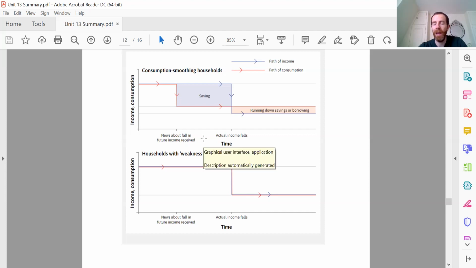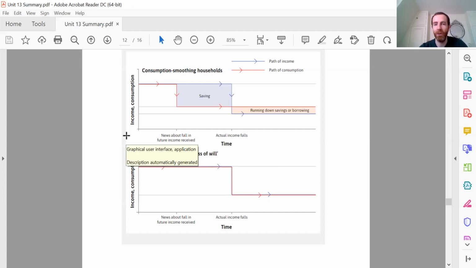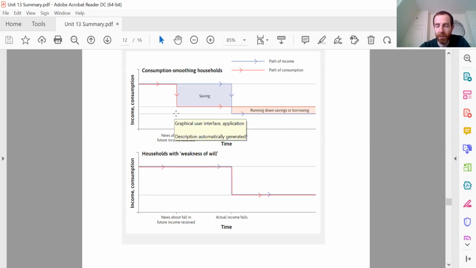So what does the household with strength of will, not weakness of will, do? Well, when they get this news, because they want to smooth their consumption, they prepare for the fall in income. So between the news and the actual fall in income, they reduce their level of consumption. And while their income's still high, they use that difference between this now lower level of consumption and their still high income, and they save the difference. And that means when their income does fall later on, they're able to maintain a slightly higher level of consumption than their income would allow by using some of those savings that they made earlier on.